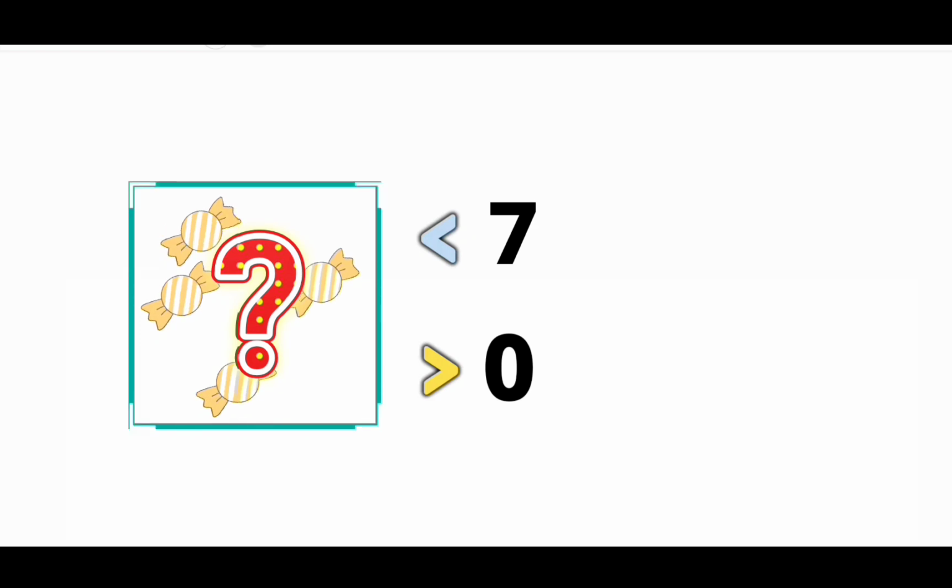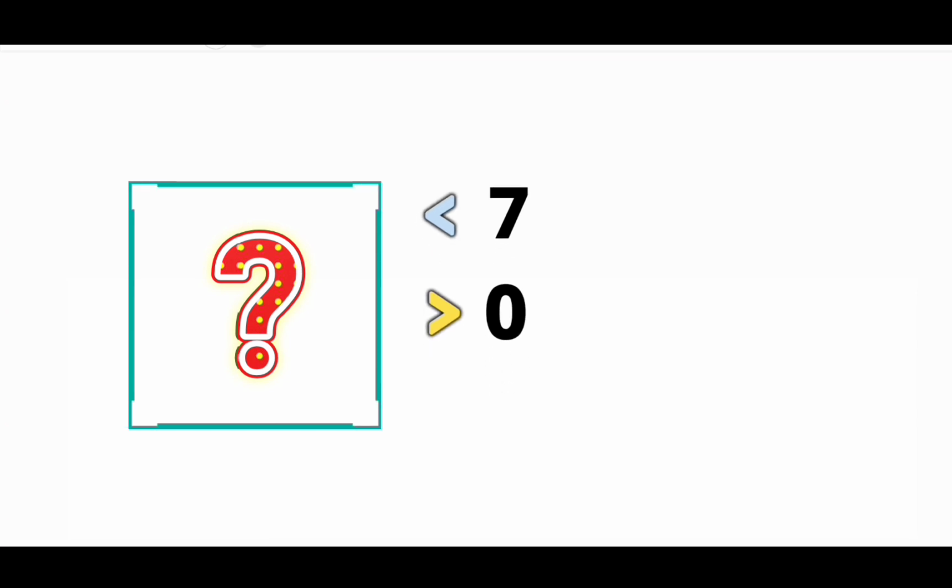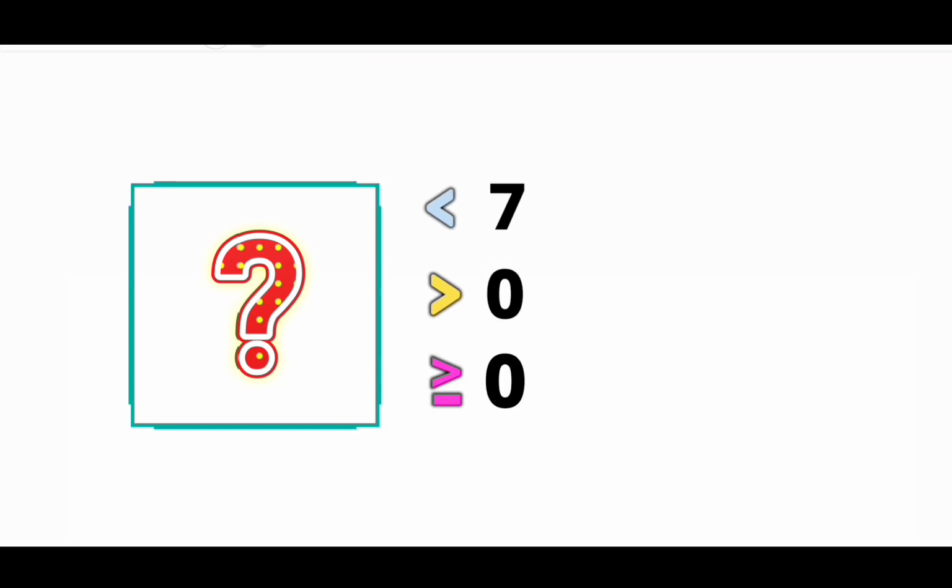Here is an example. Sam had 7 candies and ate some. How many does he have? Answer. He must have less than 7. If Sam still has some candies, we can also say he has greater than 0 candies. I mean, candies greater than 0. But if we thought Sam could have eaten all his candies, we would say candies greater than or equal to 0.